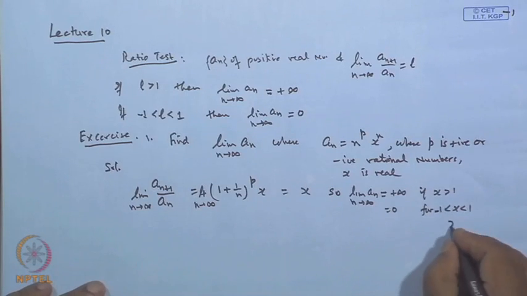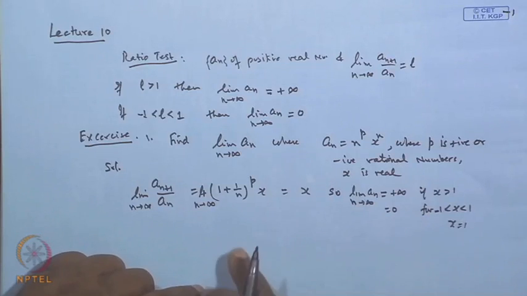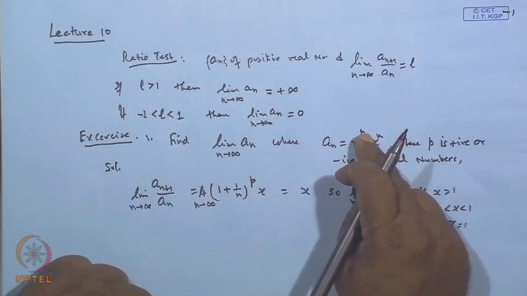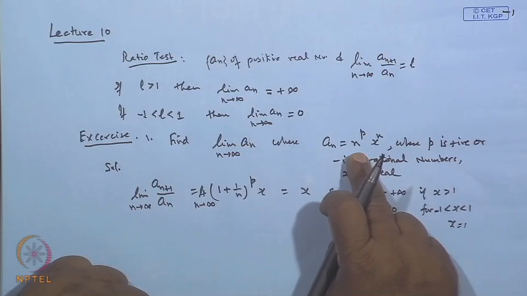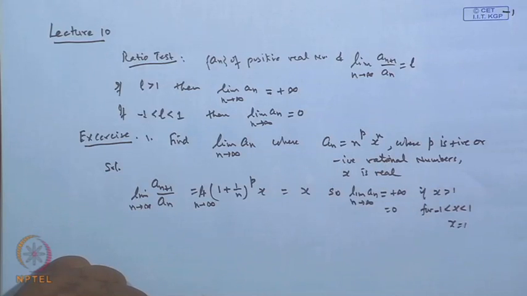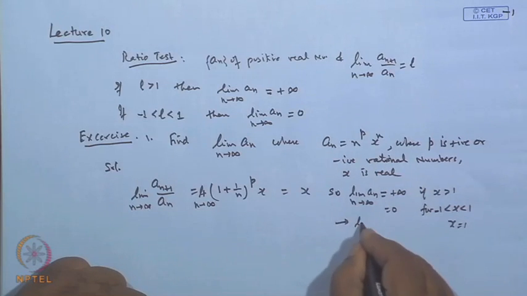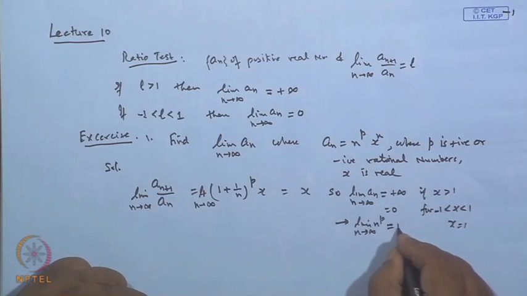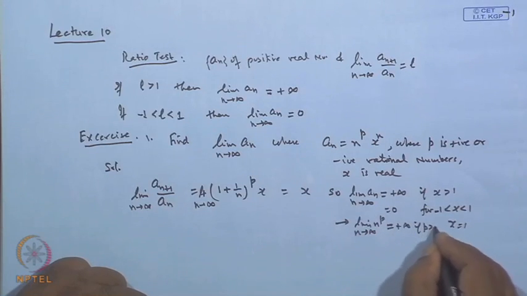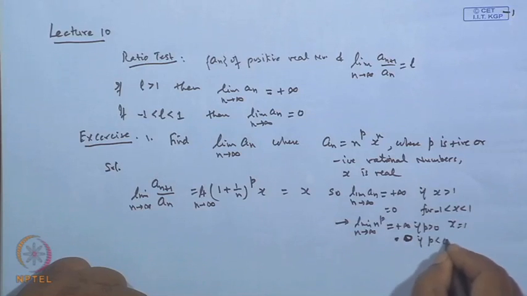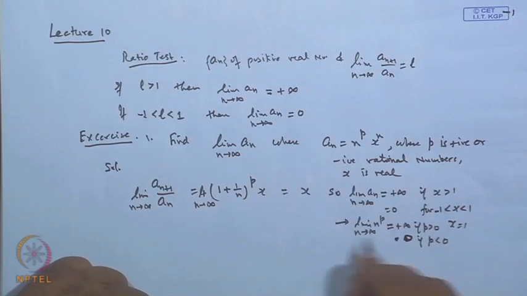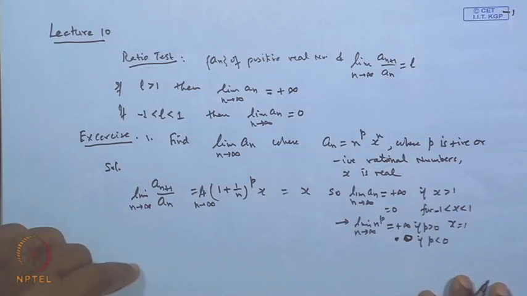Okay. And when x is equal to 1, it reduces to the form n to the power p, and we already know the behavior of n to the power p. If p is positive, it will go to plus infinity. When p is negative, it will go to 0. So, when x is 1, it is equivalent to the limit of n to the power p as n tends to infinity, which will be plus infinity if p is positive and 0 if p is negative.